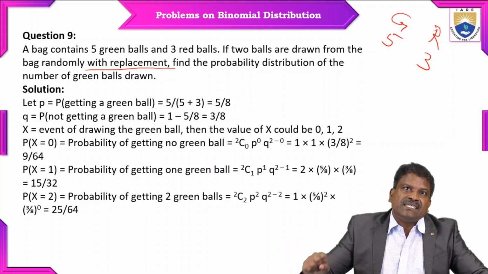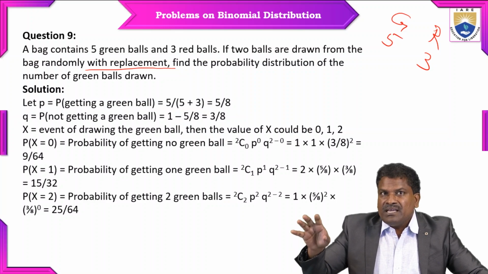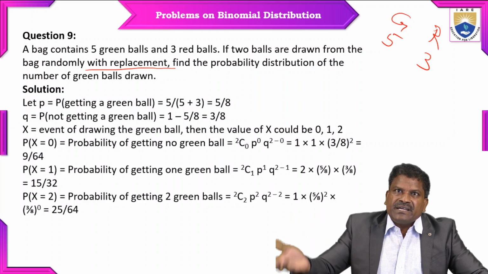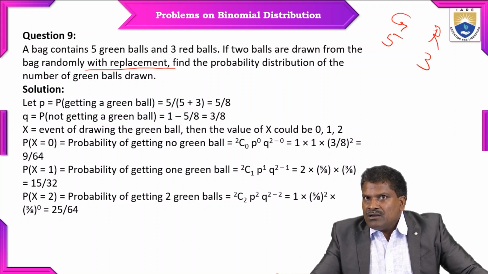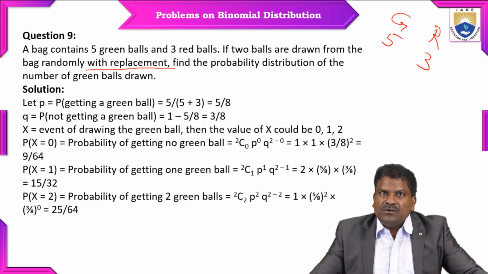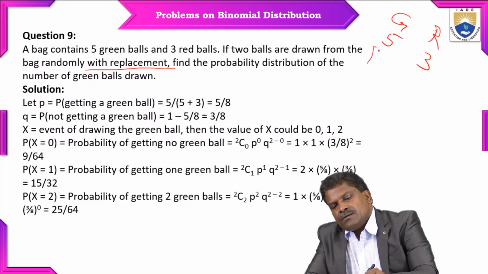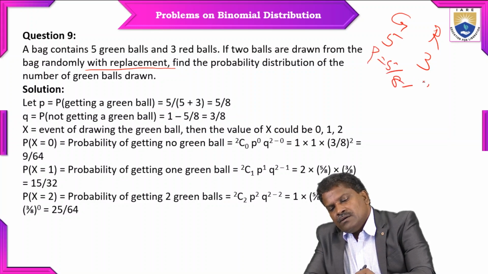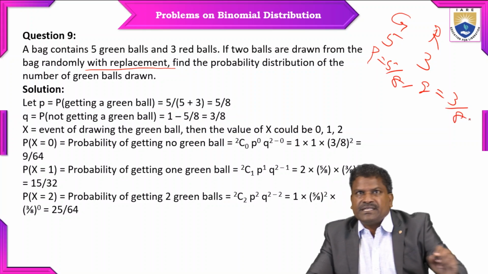See, first let us analyze the matter. Here what is P? Means P of getting a green ball. Total green balls are 5 in number divided by total number of balls. 5 plus 3, 8 balls are there. So it is 5 by 8. So Q is equal to 1 minus P. It is nothing but P of not getting a green ball. So it is 1 minus 5 by 8, means 3 by 8. It is Q value. So here P value is 5 by 8. Q value is 3 by 8.